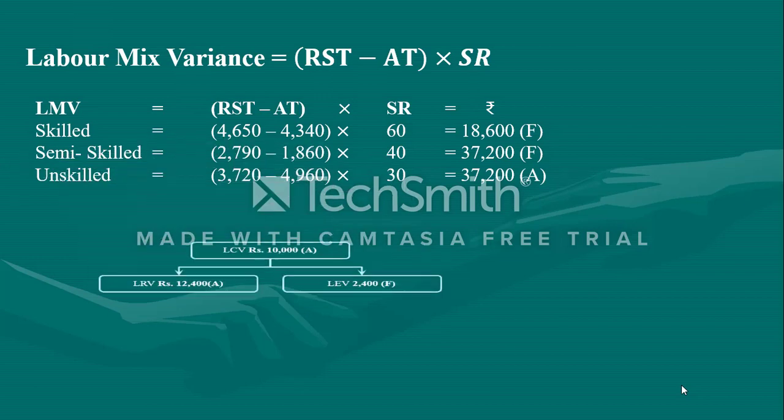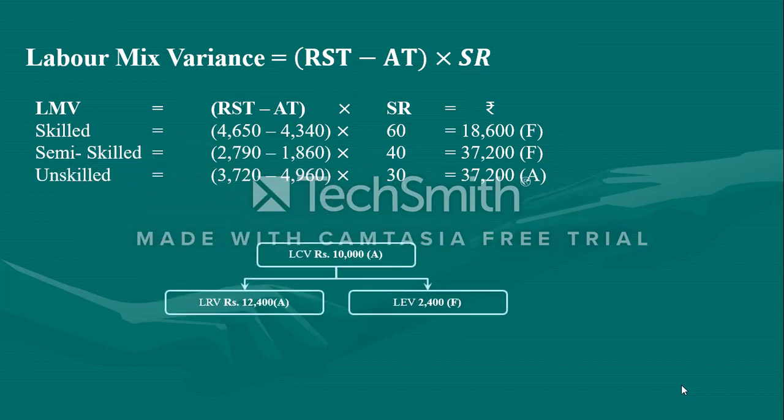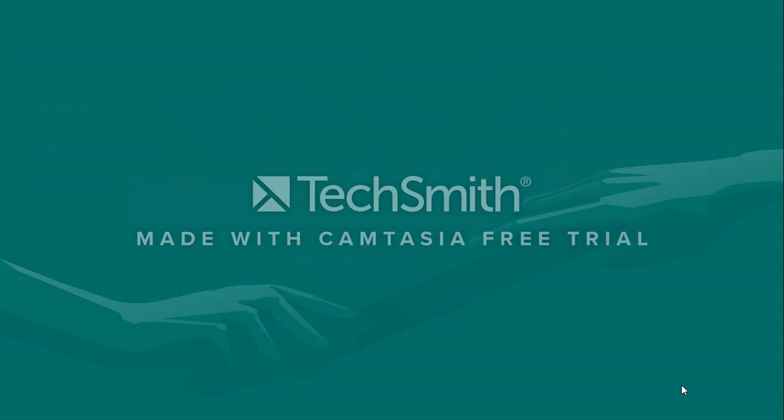So look what happens. For labor cost variance, 10,000 is adverse. For labor rate variance, 12,400 is adverse. For labor efficiency variance, 2,400 is favorable. This is the solution for the calculation of labor variances. Thank you, students.